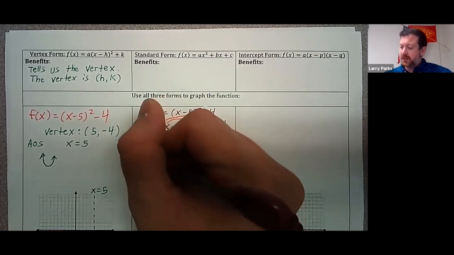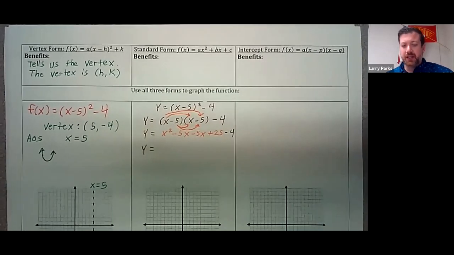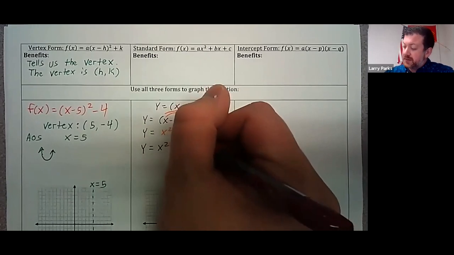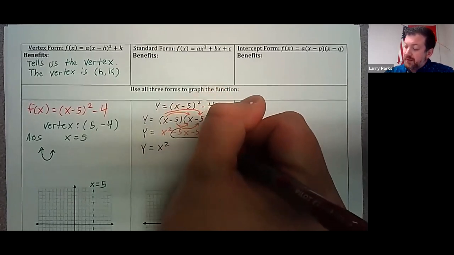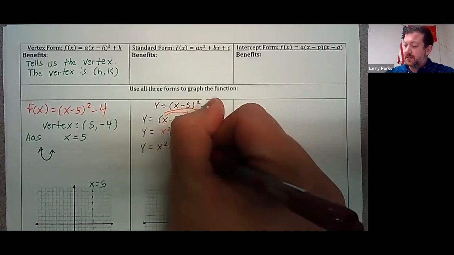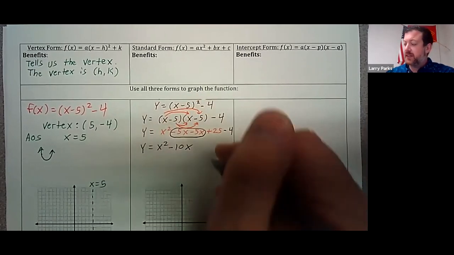Combining like terms, well, x², there's no other x², so I'll write that down. These two combine to be -10x. And then 25 minus 4 is 21.